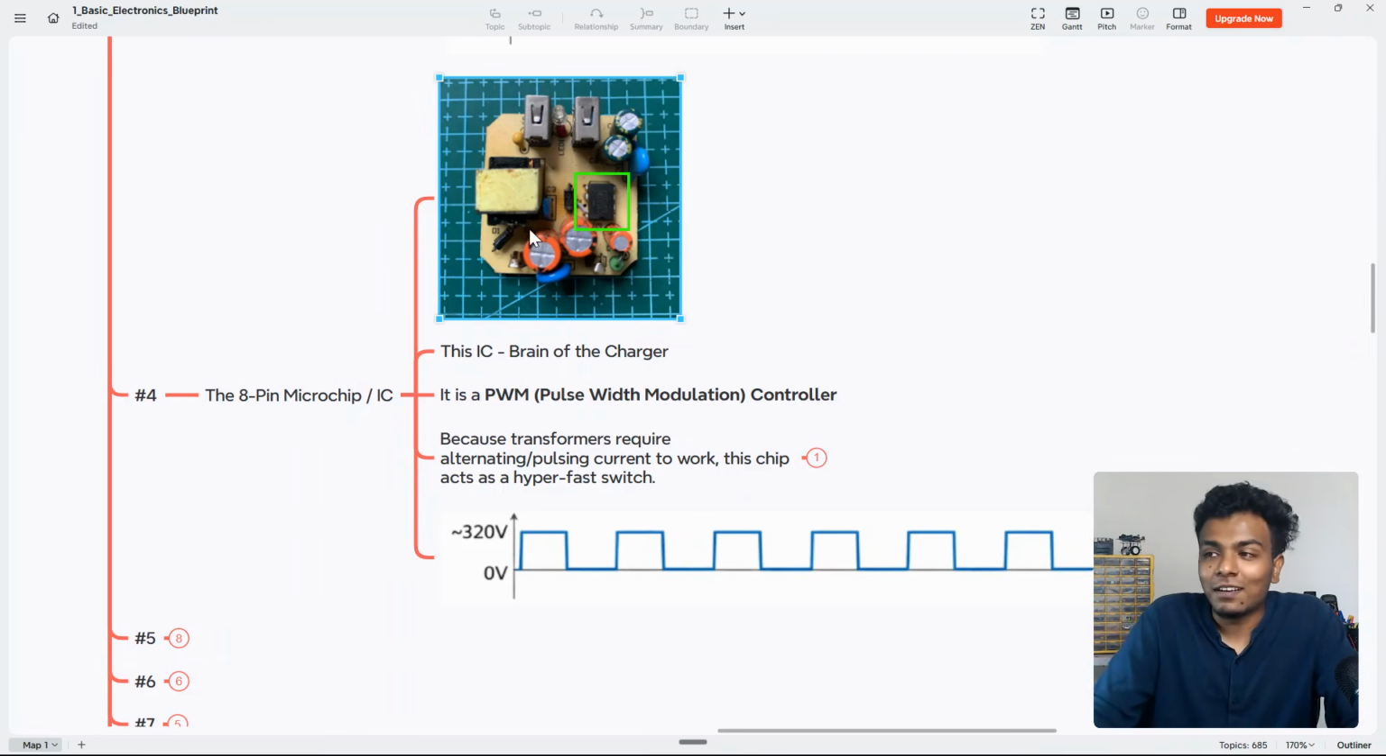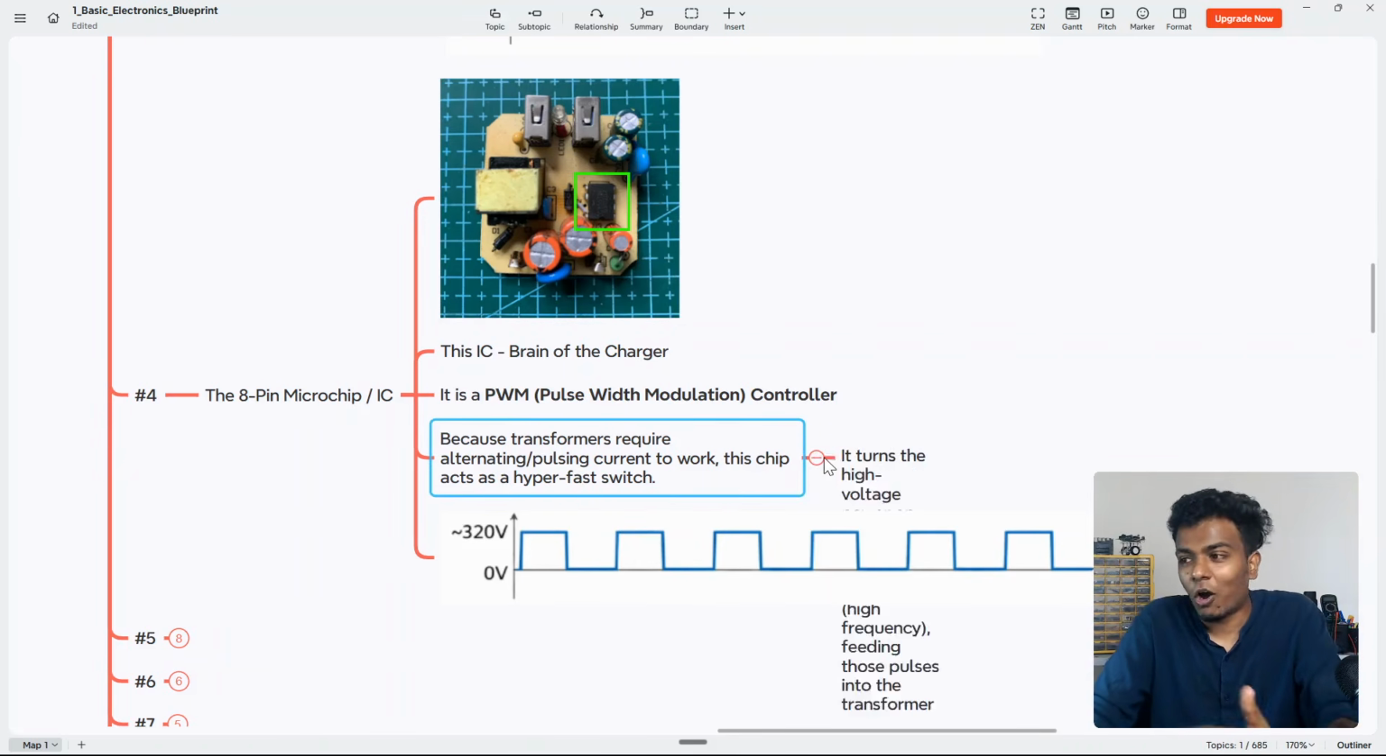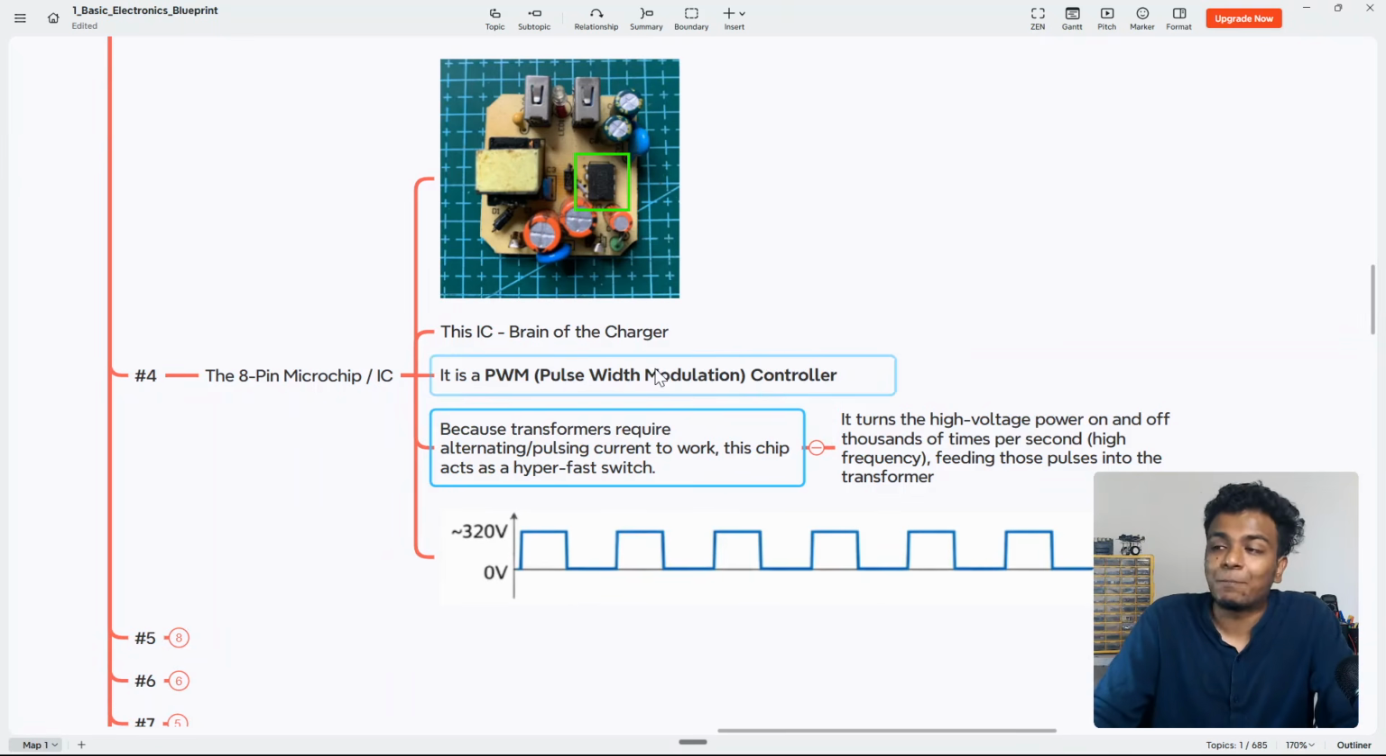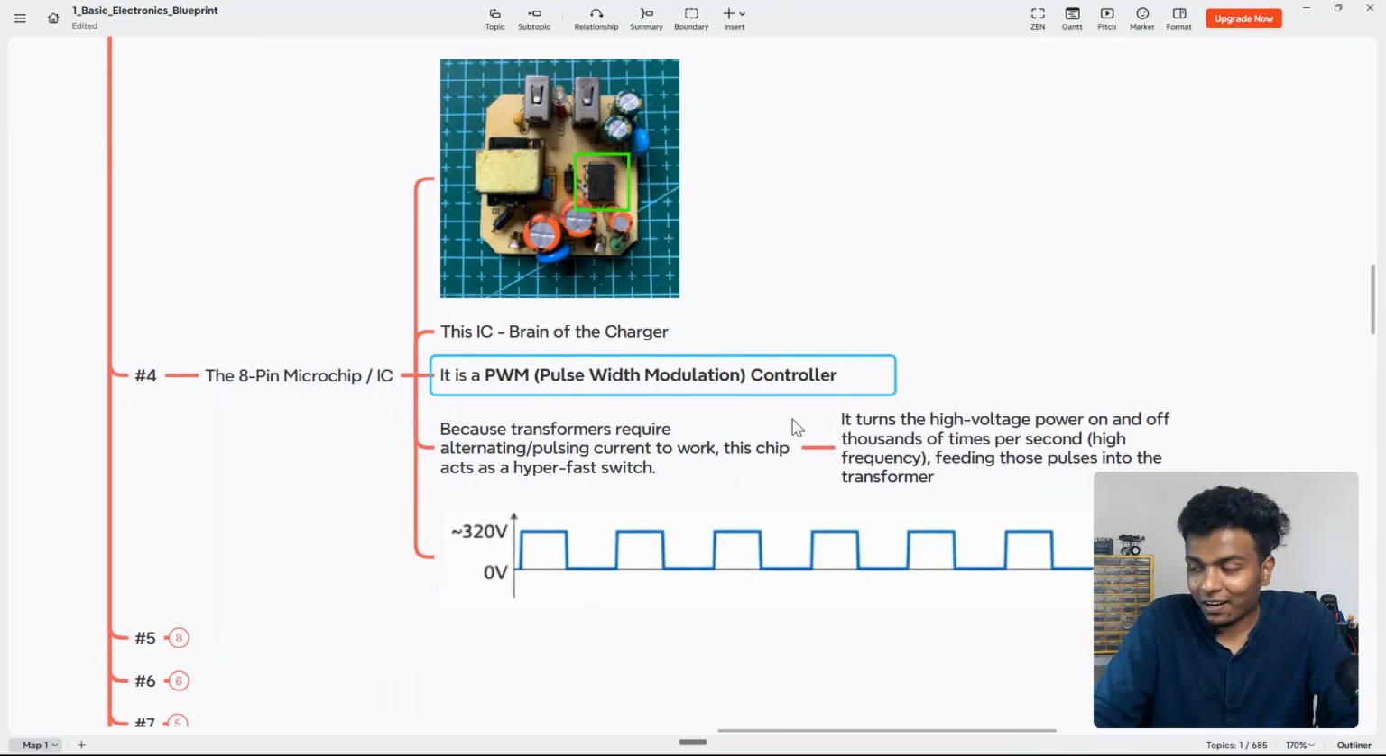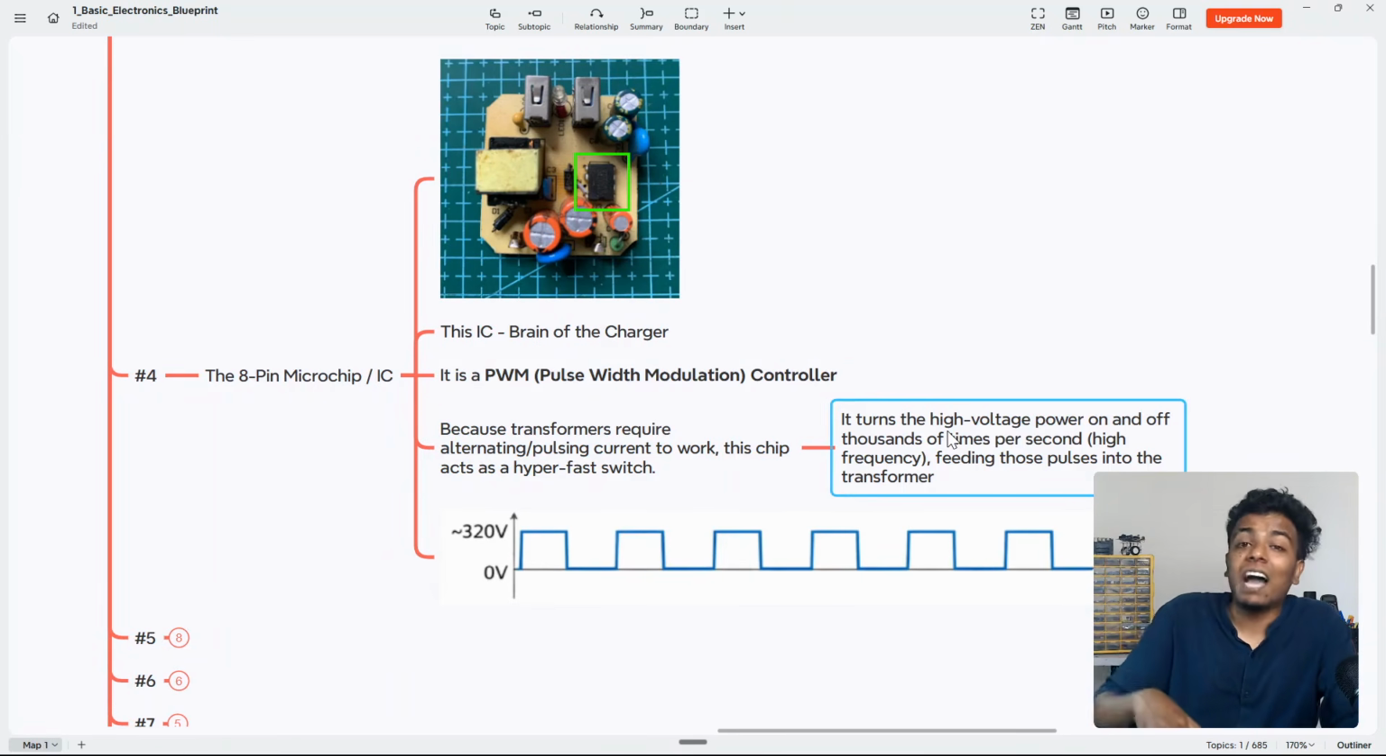Before we step it down through the transformer, the transformer has some requirement. So what is that requirement? The pulses need to act like switches, like on off kind of stuff. So this PWM chip, which we have right there, is going to convert the high voltage power on and off thousands of times per second.